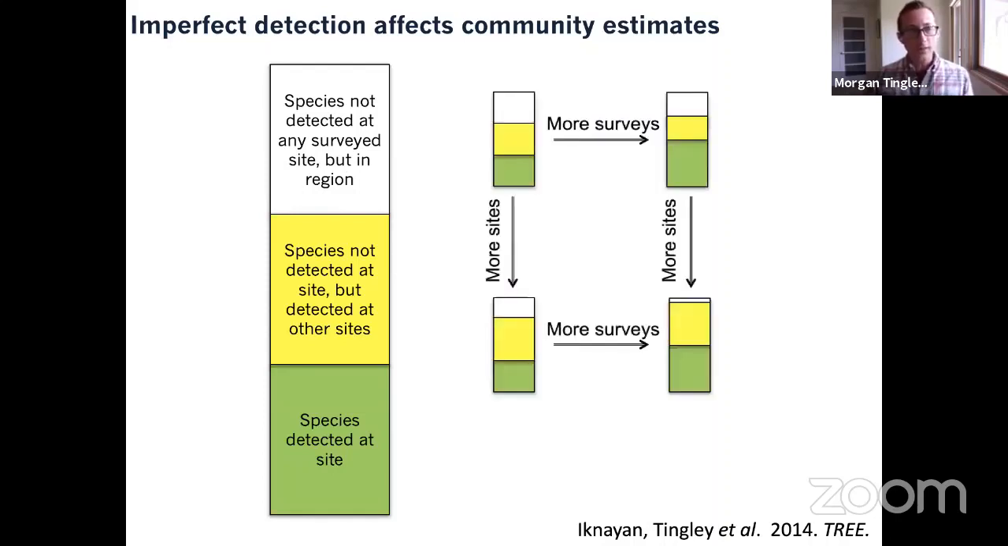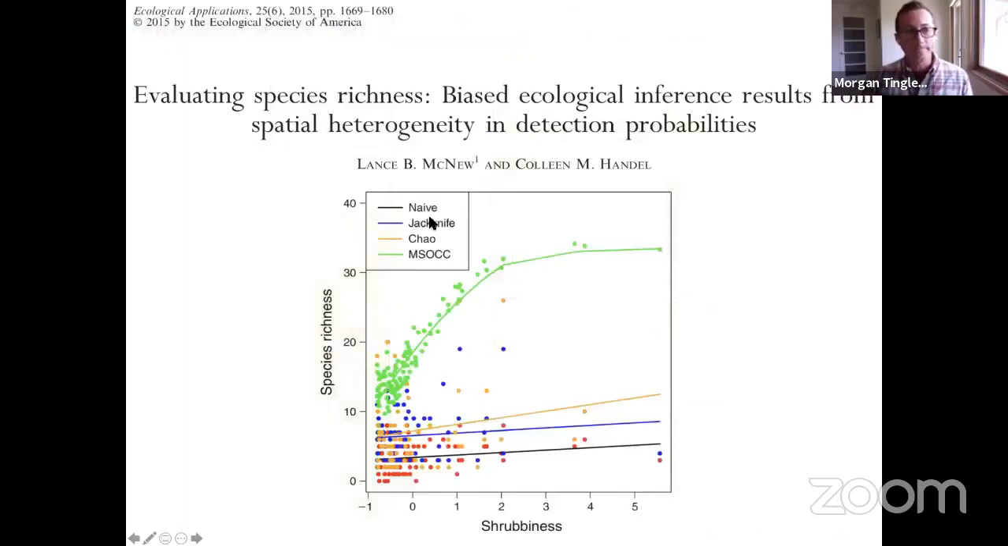And so these different classes of species tell us different things, and we have different ways of estimating them. Normally through study design, we might try and shift species from the white pool into the yellow pool by adding more sites to our study. We also might try and shift species from the yellow pool into the green pool by adding more surveys. What I'm talking about today is a way to try and get at the number of species that are in this white pool by using estimates of regional community size or gamma diversity.